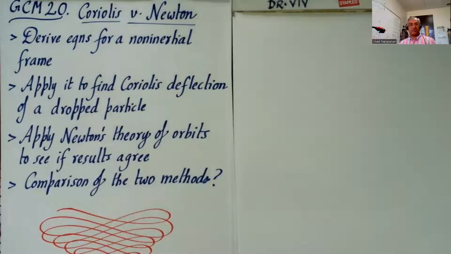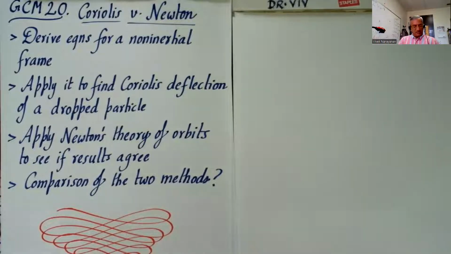We're going to do this using two methods. One is the equations for a non-inertial reference frame, which I shall first derive, and then we'll use the procedure outlined by Coriolis. Meanwhile, Newton had his theory of gravitation, and that led to different kinds of orbits. The particle that's dropped from a certain height is just an example of a specific trapped orbit. So we can use the theory of orbits to see what that would predict, and we shall try to compare the two methods.